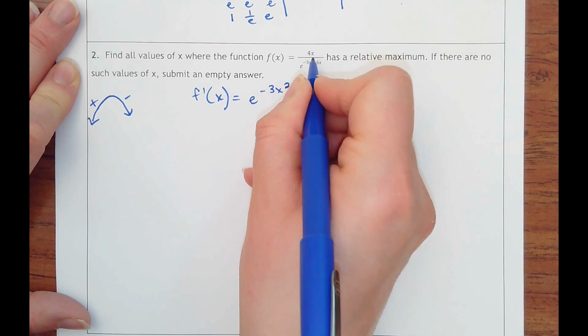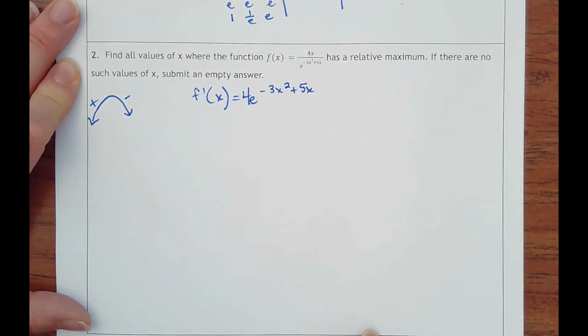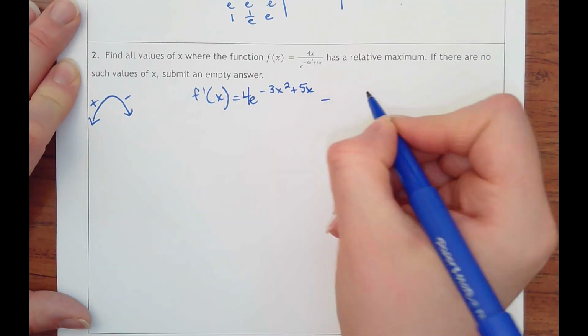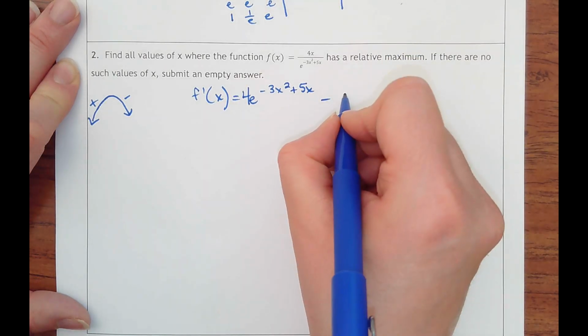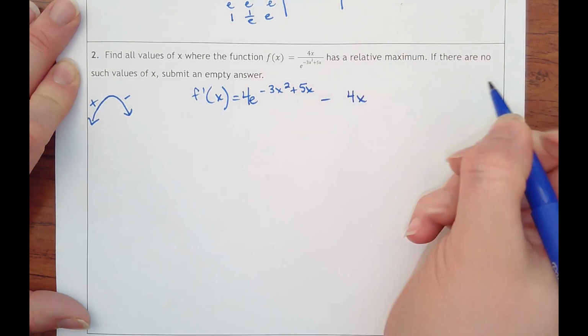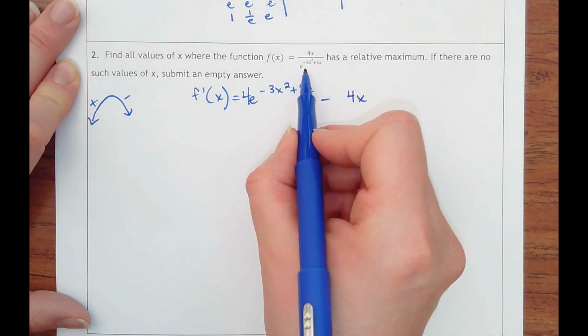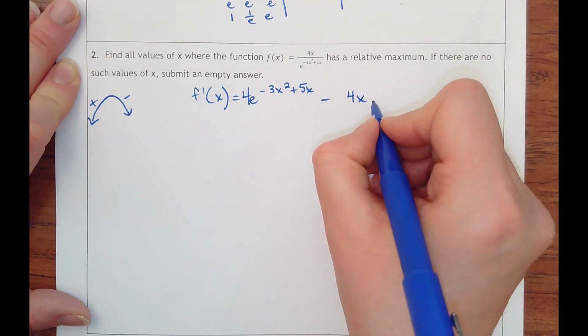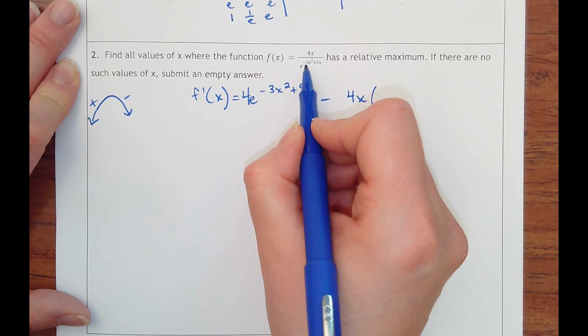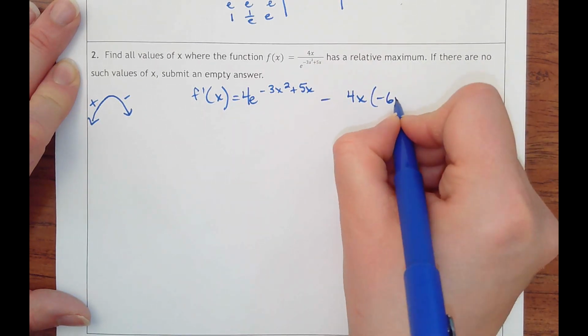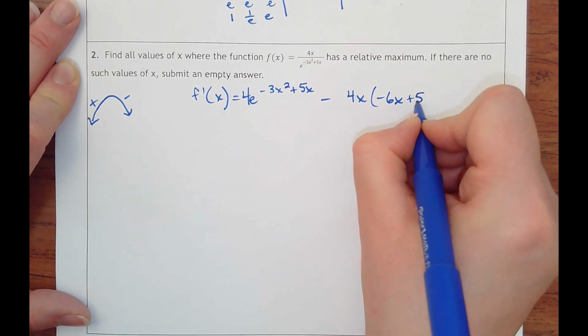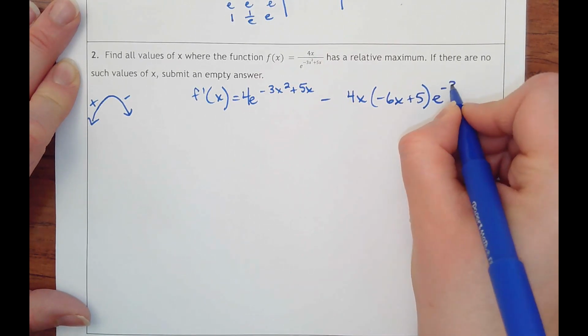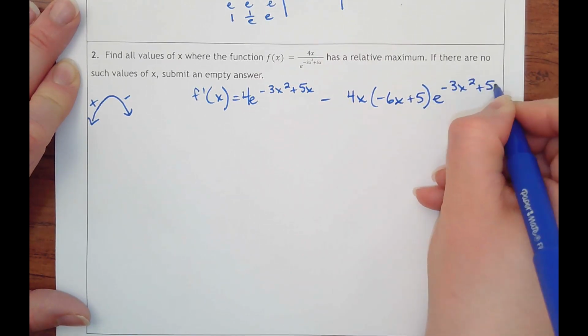So I'm going to have to take the derivative of my function, which is low, times derivative of high, which would simply be a 4, so I'm going to put it in front, minus high times derivative of low. So I know I'm going to have to take the derivative of the power. I'm going to put that next. That would be a negative 6x plus 5 times that e to the negative 3x squared plus 5x.